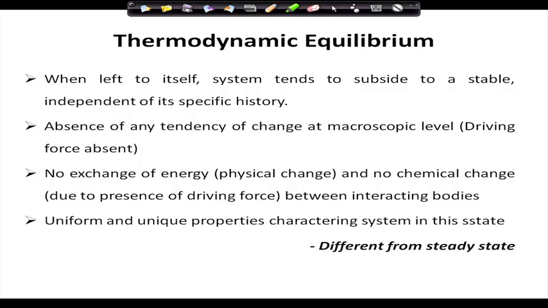So, therefore, there are two things which bring about the change in property of the system. First, there has to be some particular unbalanced force which will bring about the change, and the system resists that particular unbalanced force. When it cannot resist, then it undergoes some particular change. The important thing about equilibrium is that the system or the body does not have any unbalanced force acting on it, as a result of which there is not only absence of any change, there is absence of any tendency of change at the macroscopic level.